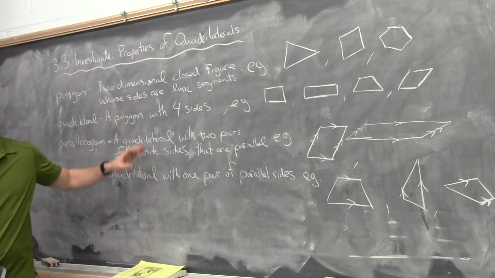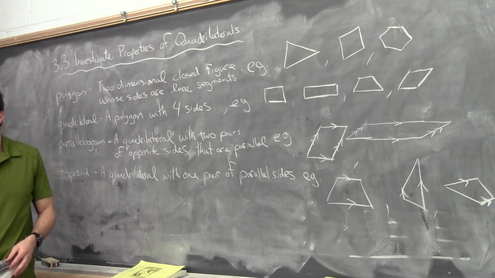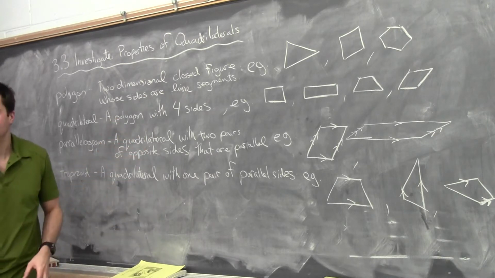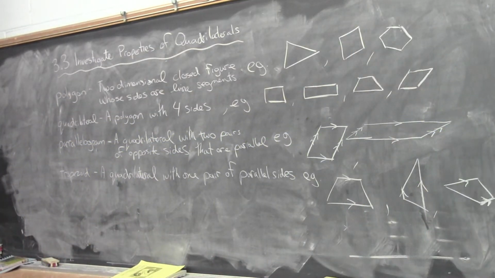Any questions on the different shapes? Yeah? Is a square still a parallelogram? A square, yes. Two sides that are opposite, and it's a quadrilateral. Yes. Good. And they're both parallel in a square.